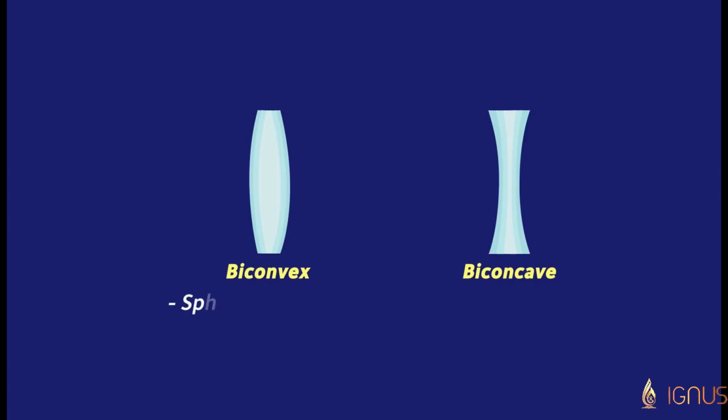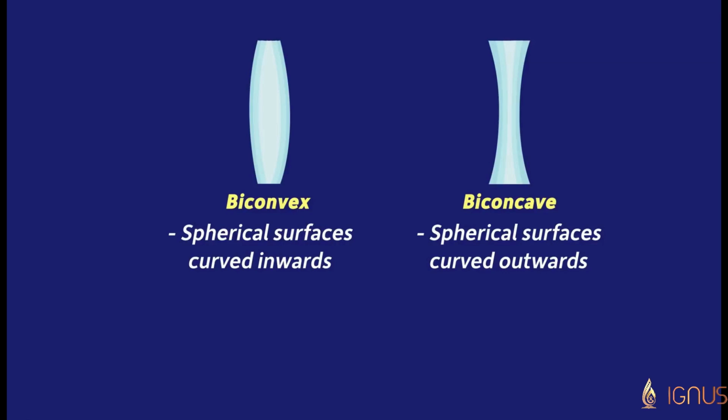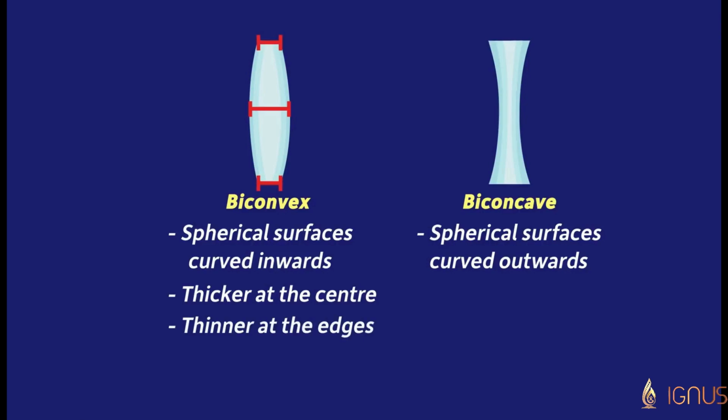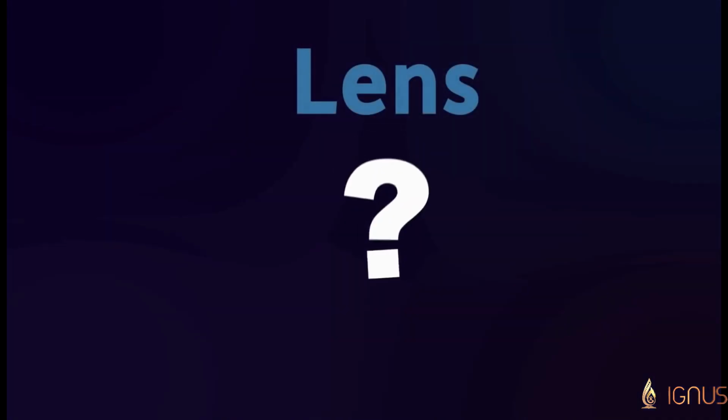In a biconvex lens, the two spherical surfaces are curved outwards, and in a biconcave lens, the two spherical surfaces are curved inwards. Another way of distinguishing these lenses is that biconvex is thicker at the center and thinner at the edges, whereas biconcave is thicker at the edges and thinner at the center.